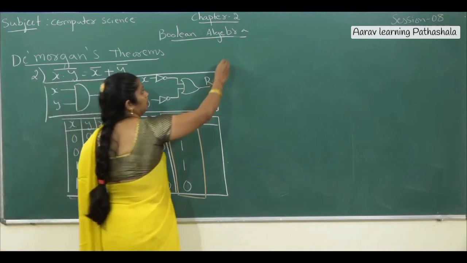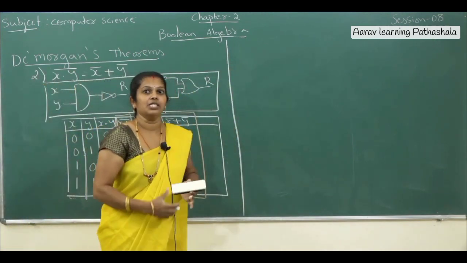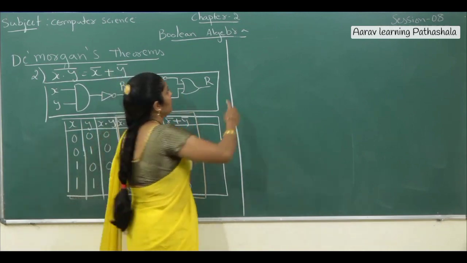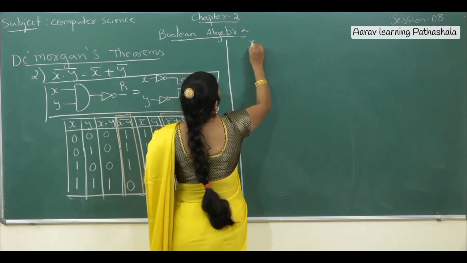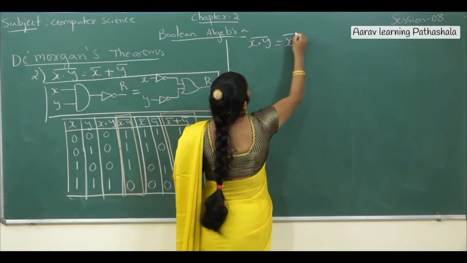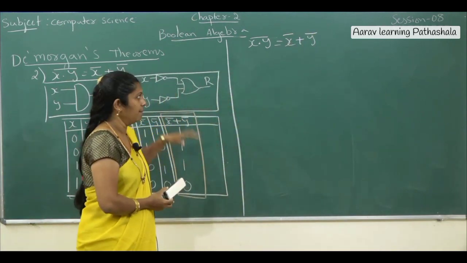Then next we will prove this by using the algebraic method. Algebraic method means by using formulas and postulates we have to solve. What exactly does the statement represent? (x into y) whole bar equals x bar plus y bar.